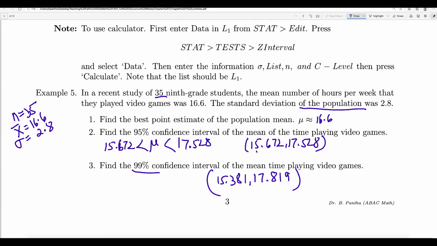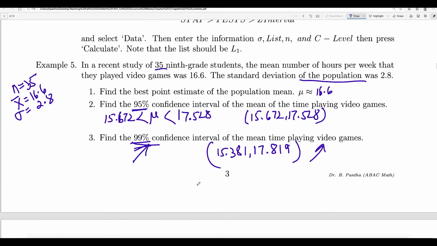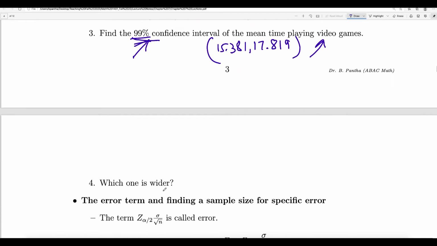So that means if you increase the confidence level, then the confidence interval will increase. It will go up if you increase the confidence level. That's what we got from this. So which one is wider? The 99% confidence interval is wider, right? That's what we get from here.